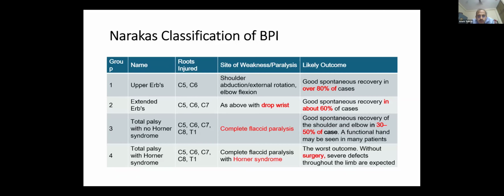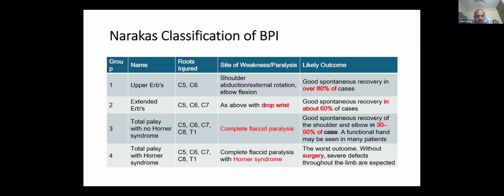So if there is no wrist drop, then C7 is not involved. If shoulder abduction is affected, external rotation is affected, and elbow flexion is affected only, then it is C5, C6. If wrist drop is also there, then C7 is also affected.